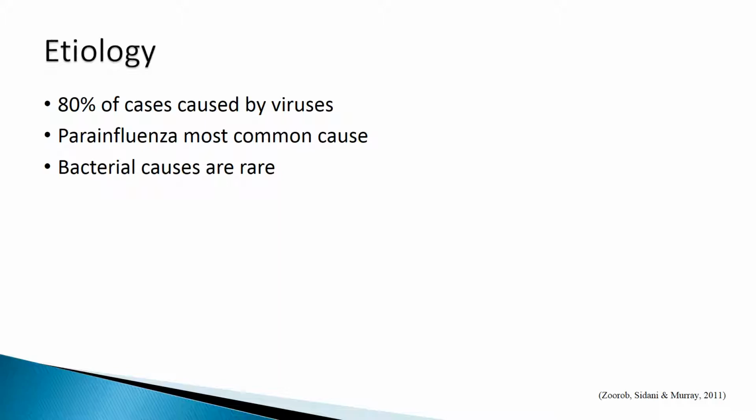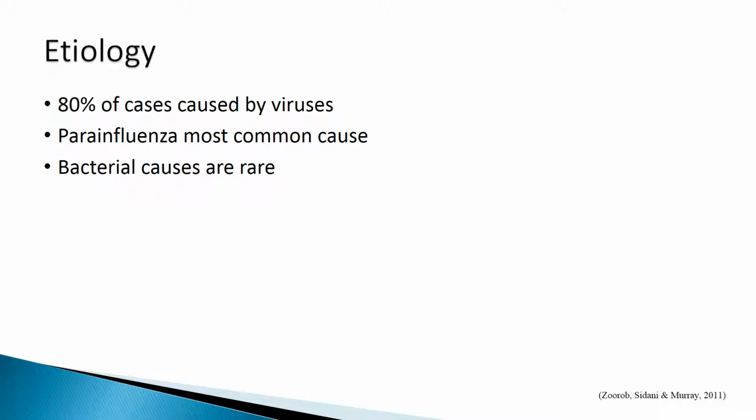All right, so 80% of cases of Croup are caused by viruses. The most common virus causing Croup is parainfluenza. It's parainfluenza type 1 and 2. That's about 50 to 75% of patients. So mainly parainfluenza is the culprit. You might see parainfluenza type 3 viruses in young children, but it rarely develops into Croup. So it's usually type 1 and 2.